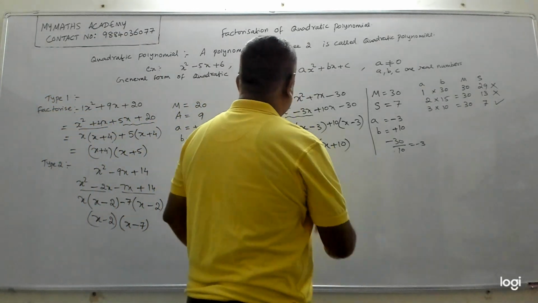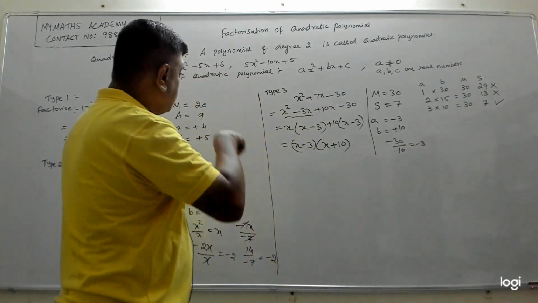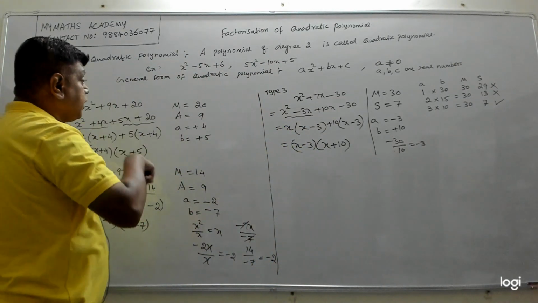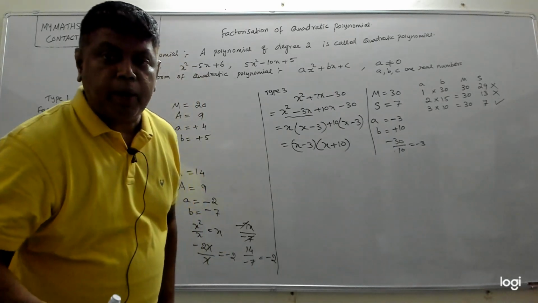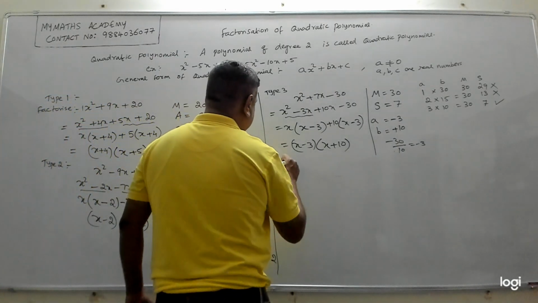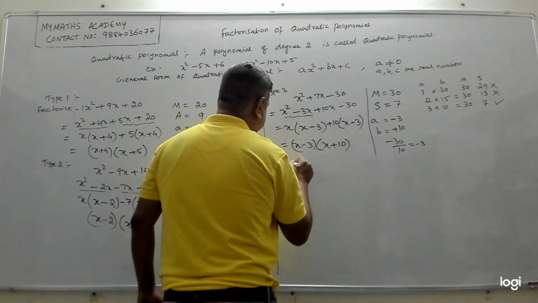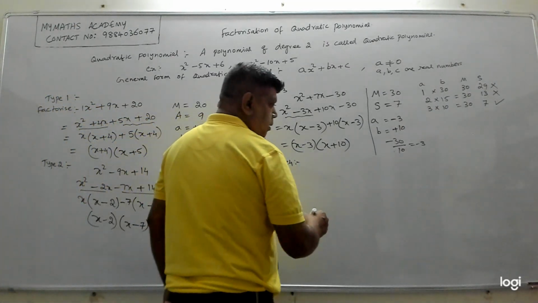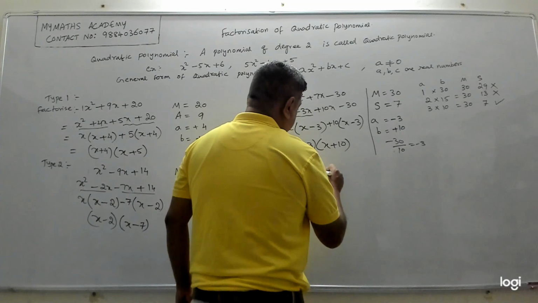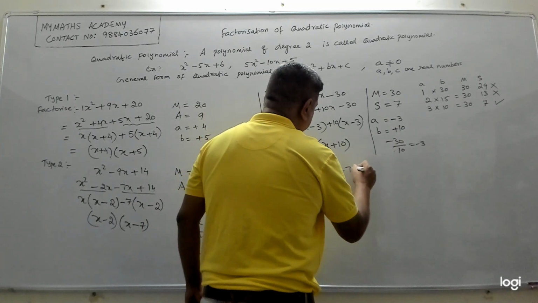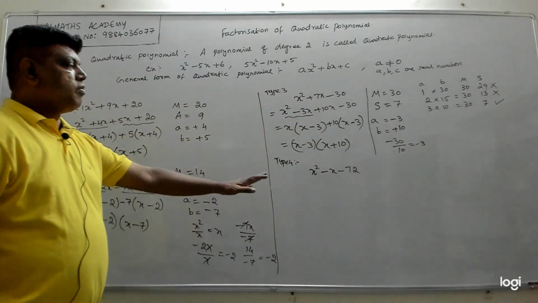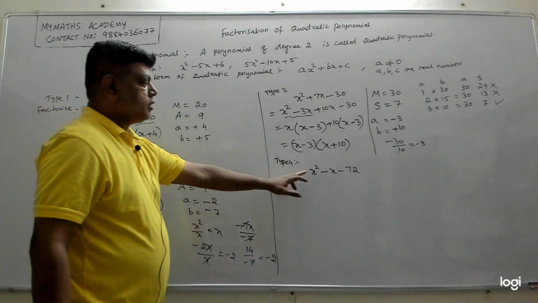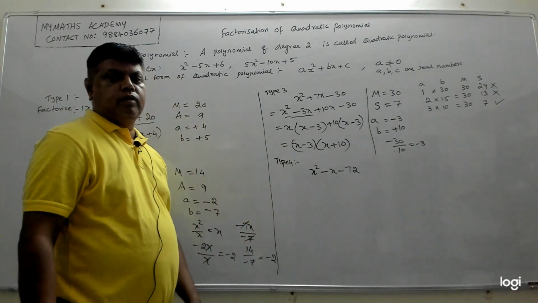Fine. So now this is your type 3. Now we'll go to type 4. So what is type 4? Type 4 is, we will take an example of x square minus x minus 72. So this we have to factorize. This is a question. Factorize this.